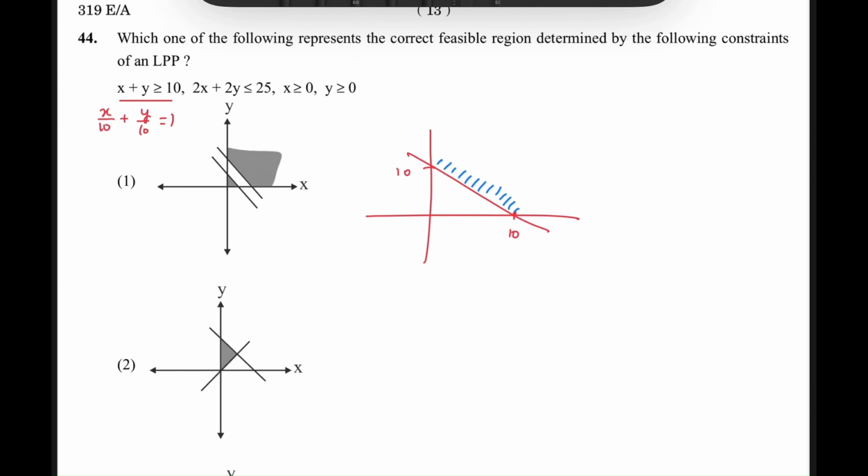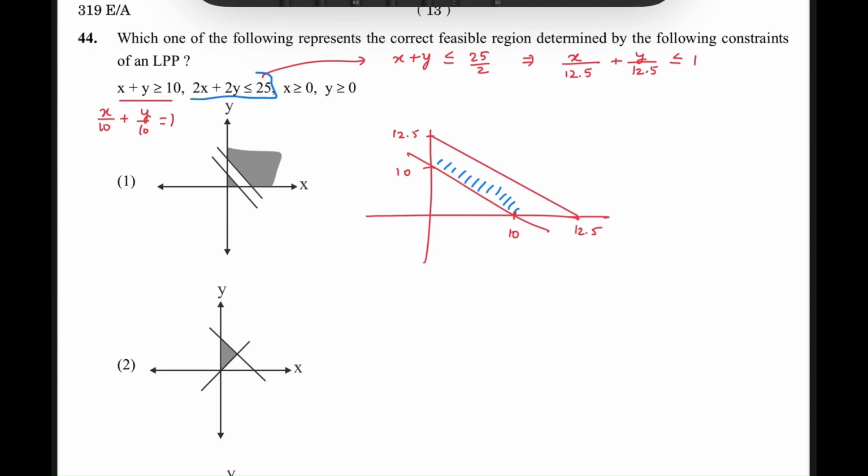Okay, next, move to the next line. So 2x plus 2y is 25, so x plus y is less than or equal to 25 by 2. Or you can write x upon 12.5 plus y upon 12.5 is less than or equal to 1, right? So I have the coordinates 12.5 here, 12.5 here. Let's connect these two lines. So these are two parallel lines.